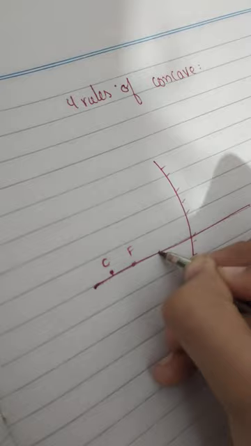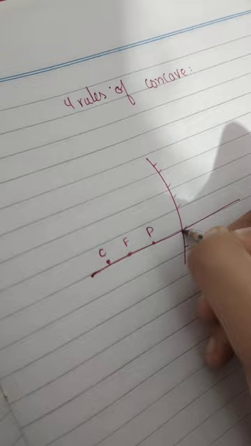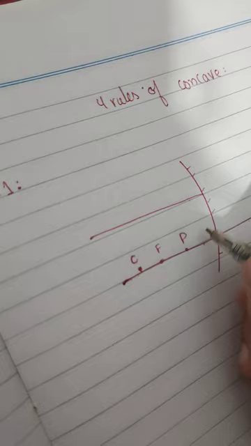This is the concave mirror. Let me draw the principal axis here. This is the principal axis. This is the center point, this is the focus point and this is the pole. Actually, the pole occurs here, but I made a mistake. Sorry for that. The ray of light is parallel to the principal axis, and both are parallel.